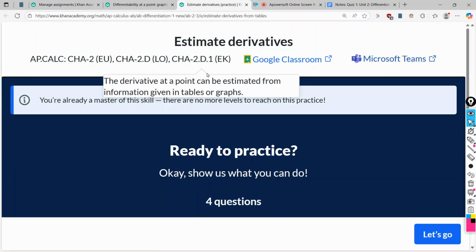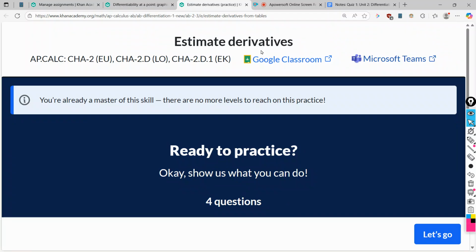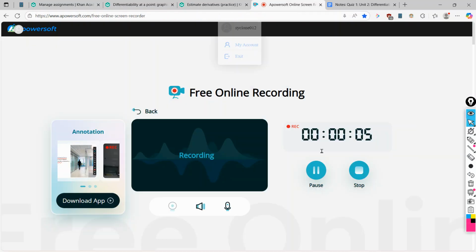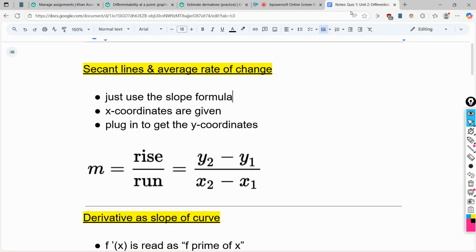This will be for the exercise, estimate derivatives. All right, so the main thing you need to know for this exercise is just the slope formula, y2 minus y1 divided by x2 minus x1.